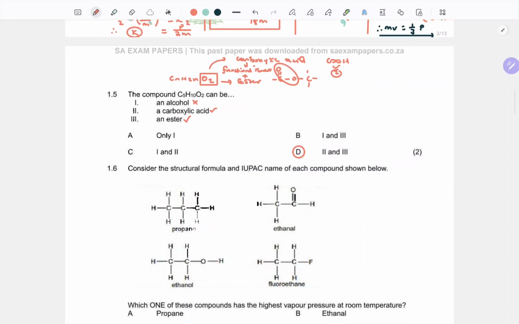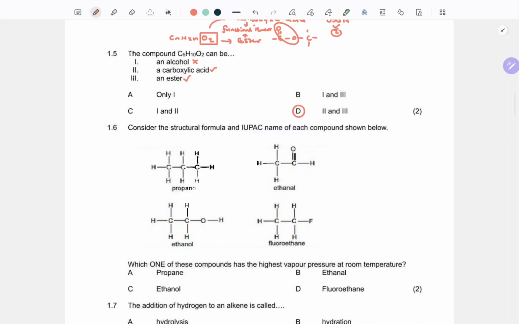So consider the structural formula and IUPAC name of each compound is shown. We've got propane, ethanal, an aldehyde, ethanol, and fluoroethane. So it says which one of these compounds has the highest vapor pressure at room temperature. Normally in physics when we talk about this it is 25 degrees Celsius, isn't it? Or 298 kelvins. Please know these things, guys. You're going to get caught out if you don't.